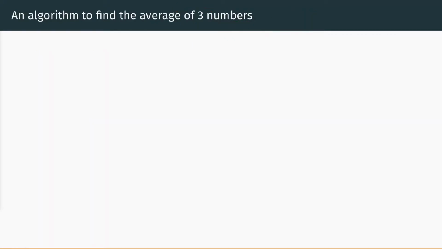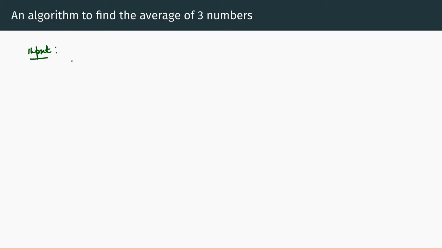Okay, so hopefully you tried that. You tried writing an algorithm to find the average of three numbers. I will give you my interpretation of such an algorithm. It doesn't matter if we have the same algorithm or not, but this is my interpretation. So the first phase of the algorithm would obviously be input, right?